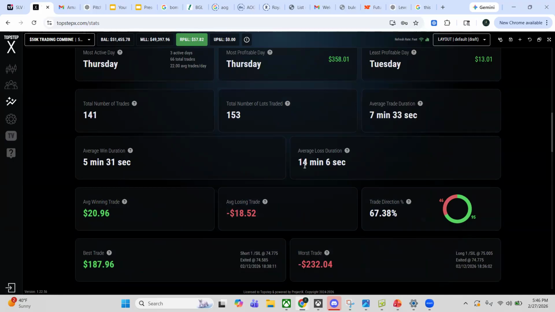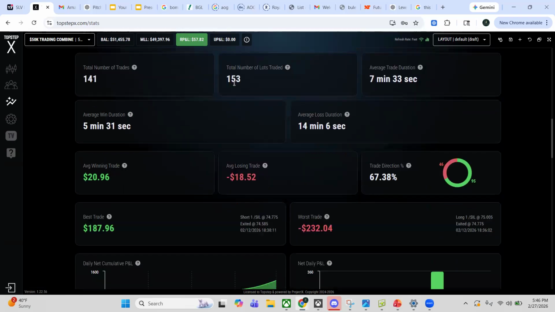Looking at something like this, if this trend continues over the next month or 2 months, then maybe we put a time limit on trades, and if it doesn't work out after 5 minutes, then we're out, or 10 minutes, or whatever the case may be. So 141 trades. That might seem like a lot, but a lot of these were just in and out scalps, testing out the day trade indicator. Average trade 7 minutes.